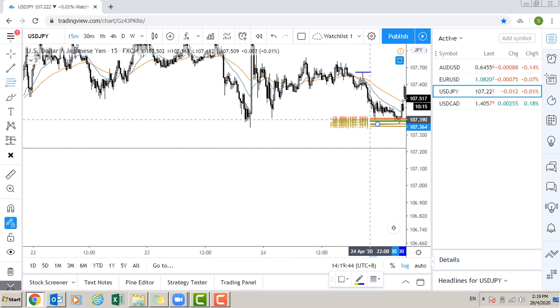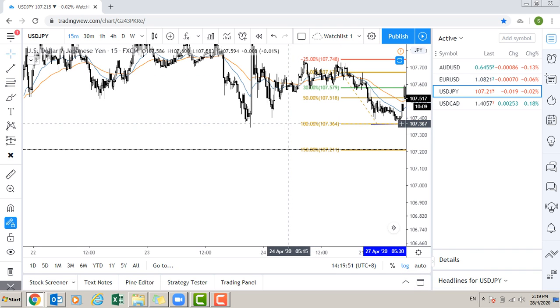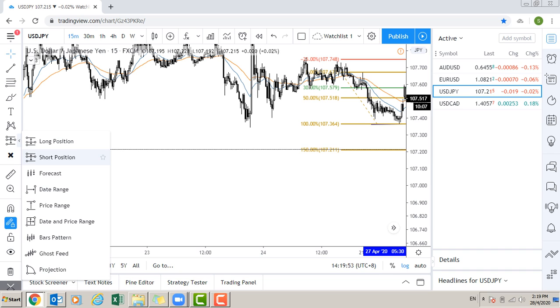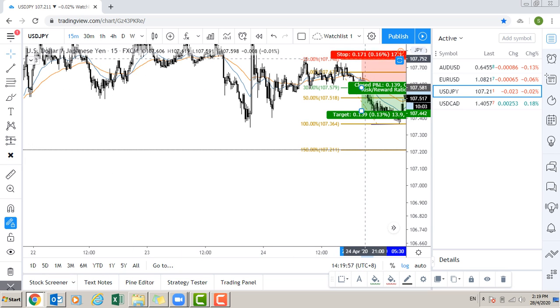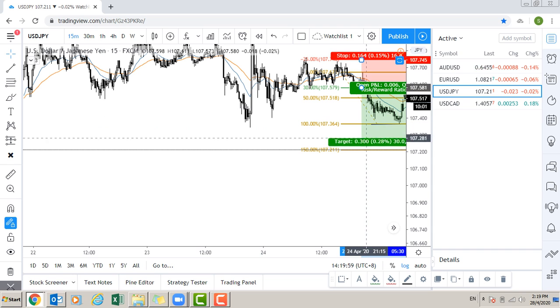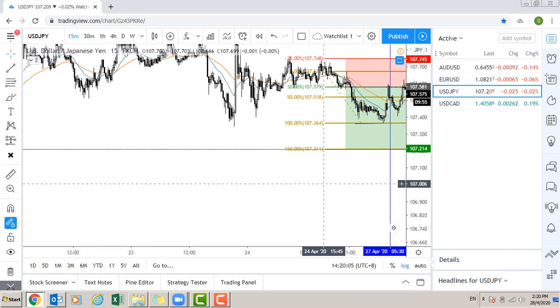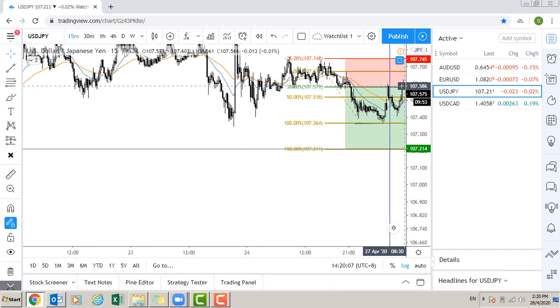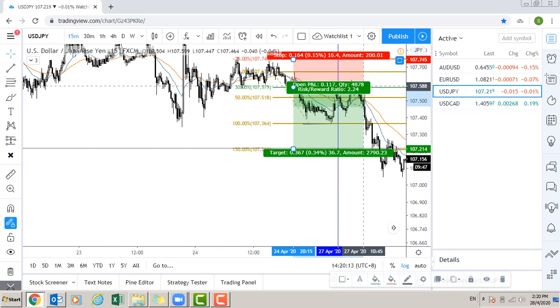Okay, so I will draw a line from swing low to swing high. Then after that I will put a short trade on this. Let's see what happened after this. The trade actually opened when the price hit here, and eventually the price moved down to this level, to my target.